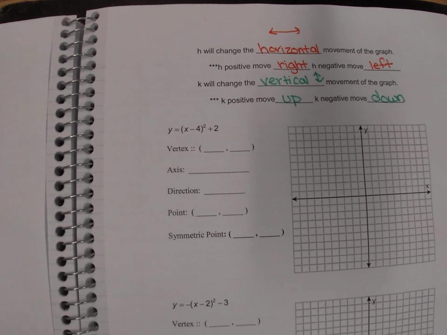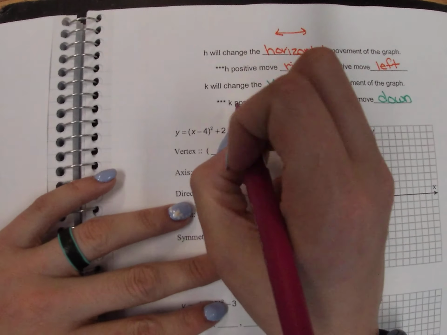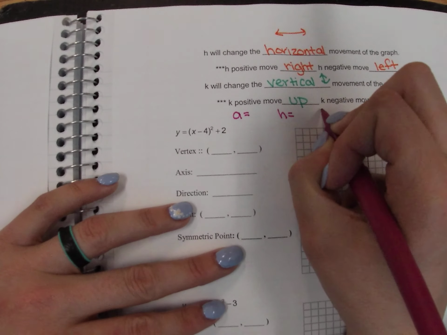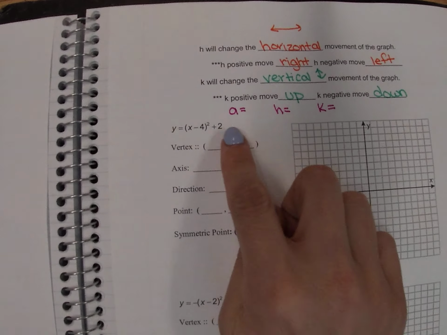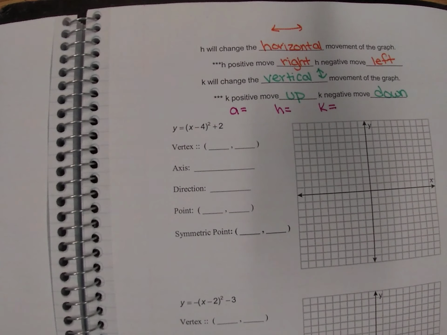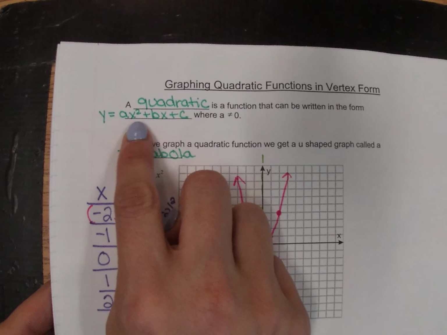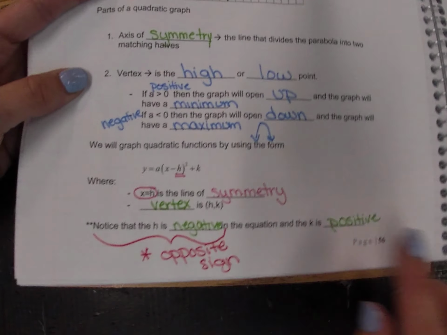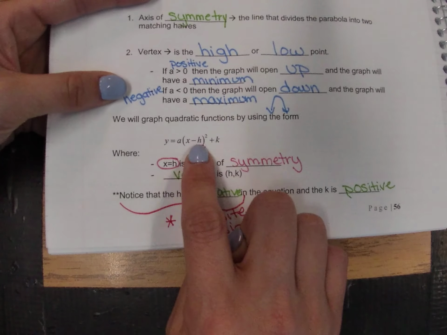So we can identify 3 important values from this function. We can identify an a value, we can identify an h value, and we can identify a k value. Notice that these letters are different than the letters we've seen in the past. In the past, we've seen A, B, and C. That A, B, and C is true when we are in this format. We call that standard form. We are not in that format. We are in vertex form. So the 3 letters that we can identify are A, H, and K.